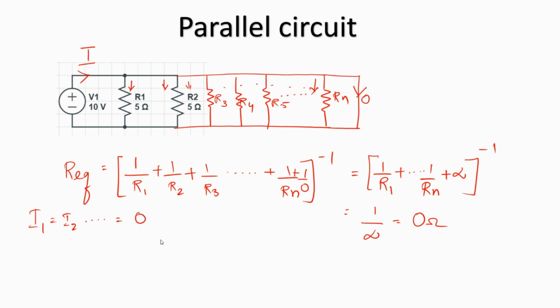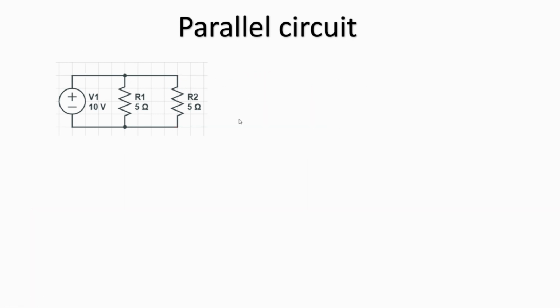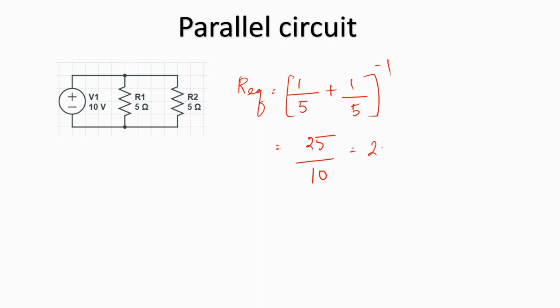Why is that? Because current always takes the path with least resistance. So in this case, the path with least resistance is the path offered by this conductor with 0 resistance. In the circuit with two 5 ohm resistors, the equivalent resistance is R equivalent is equal to 1 by 5 plus 1 by 5, the whole inverse, which is nothing but 25 divided by 10, which is 2.5 ohms.